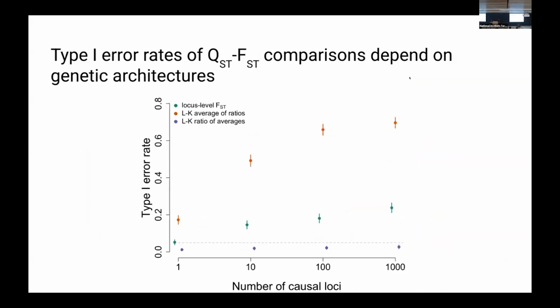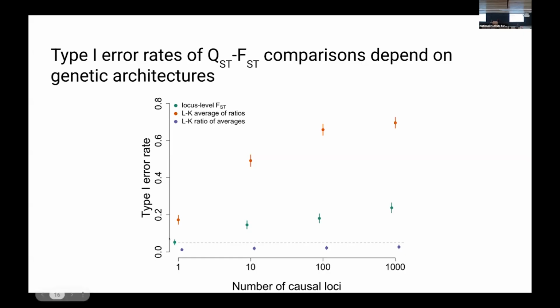So now I hopefully have convinced you with both simulations and the previous theoretical works. What does it mean for empirical studies? Type 1 error rates of QST-FST comparisons depend on genetic architecture. You can see that using the Lewontin-Krakauer distribution parameterized by the average of ratios FST gives a very high type 1 error rate. In this case it shows about 0.75, and for some cases in our simulation, the type 1 error rate can go up to 1.